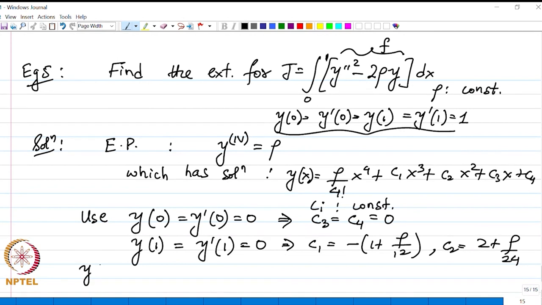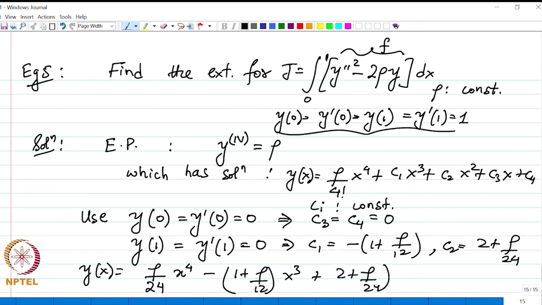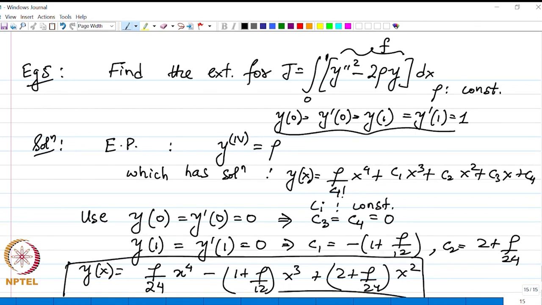And finally, my expression for the extremal is the following polynomial. So, this is a fourth order polynomial containing x to the power 4 plus this constant times x cube plus this second constant times x square, and we do not have any factors of x and the constant factor. So, this is my extremal to this fourth order functional. Okay. So, that completes the solution to this example.